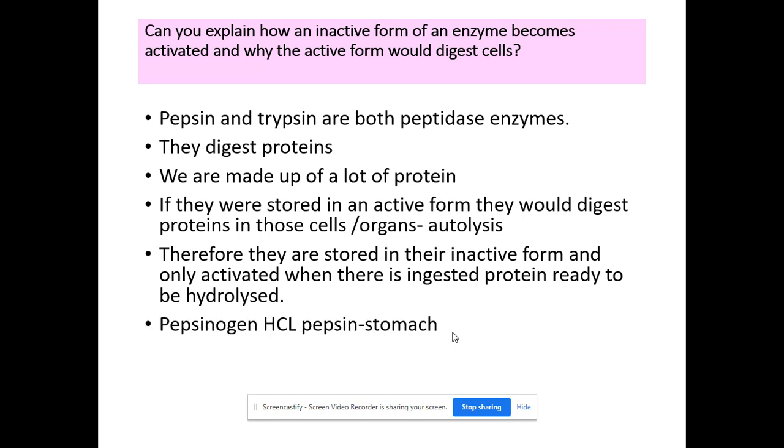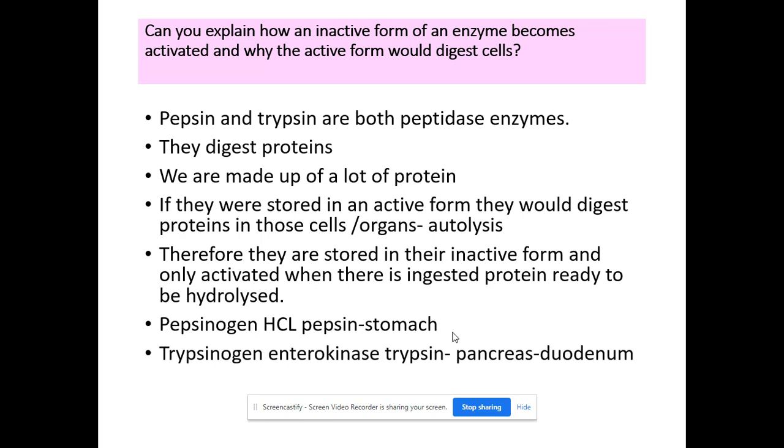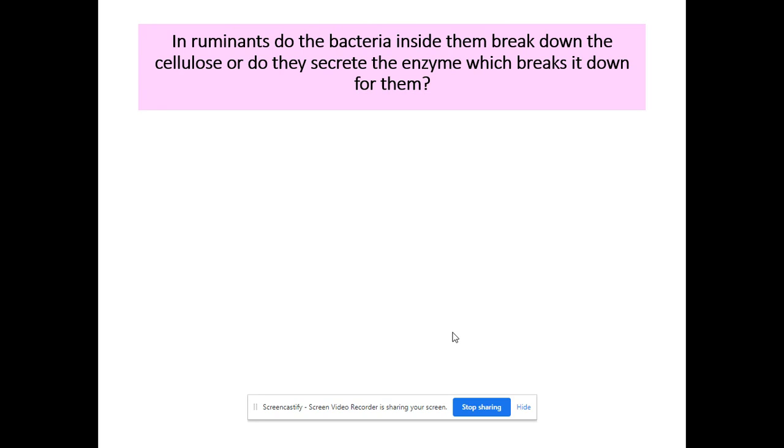Pepsinogen is the one in the stomach. It's stored in that inactive form, and then when it comes into contact with hydrochloric acid, it is activated into pepsin. And trypsinogen is the inactive form in the pancreas, and once it comes into contact with enterokinase in the duodenum, it's activated into trypsin.